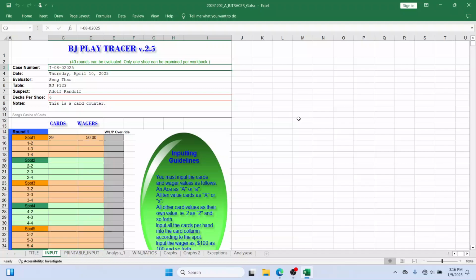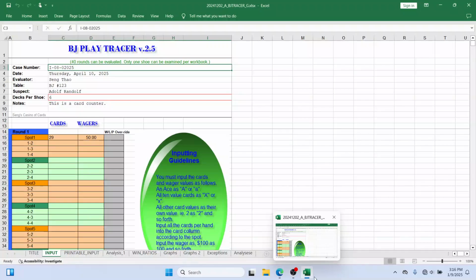My name is Singh, and today I'll be going over the Blackjack Playtracer software. I built this back in the early 2000s, I believe, probably about 2003, 2004. So what this software does is it helps you analyze blackjack players' plays, and it calculates the count, the true count as well.